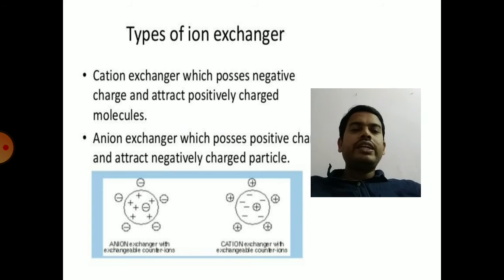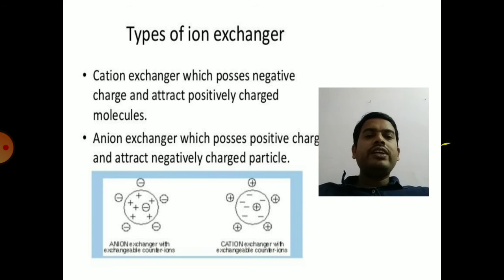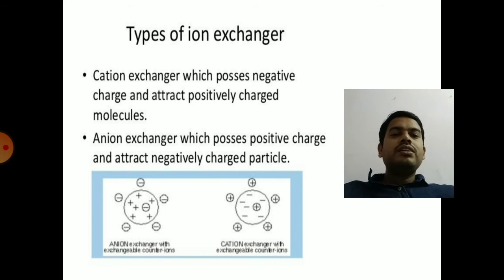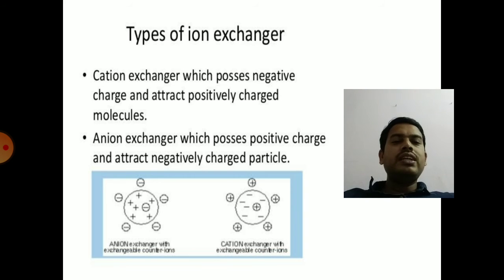So these are the types of exchangers. Cationic exchangers possess negative charge and attract oppositely charged molecules, that means they will attract cations. So that is a cationic exchanger. An anionic exchanger will possess positive charge and attracts negatively charged particles, that is anions. So a cationic exchanger has negative charge and attracts positively charged cations.